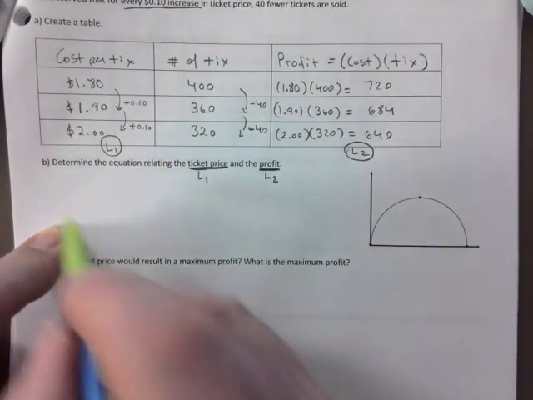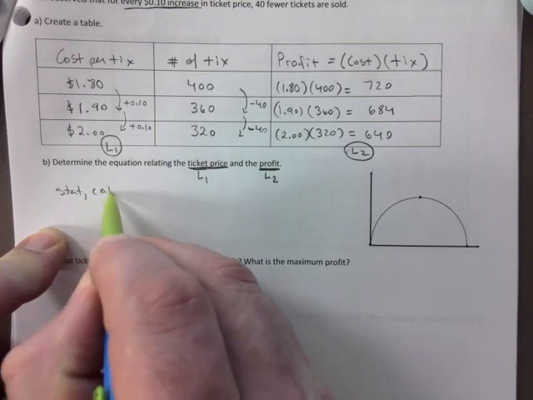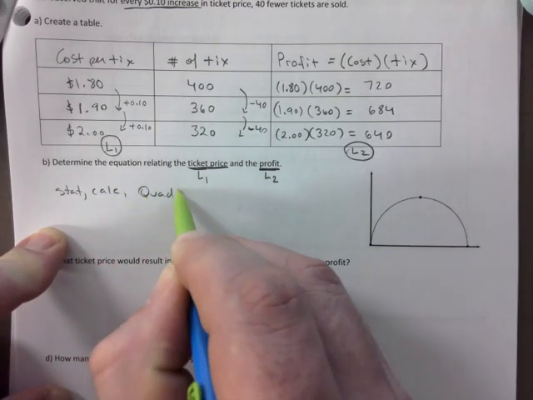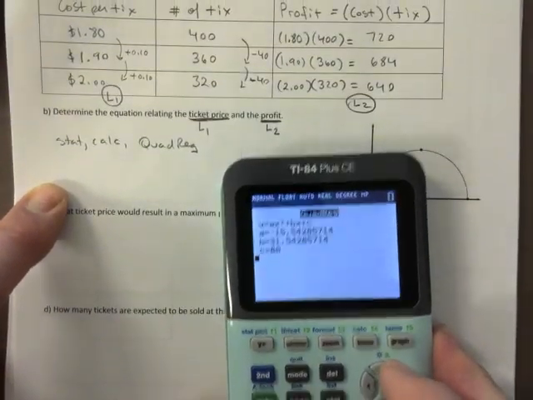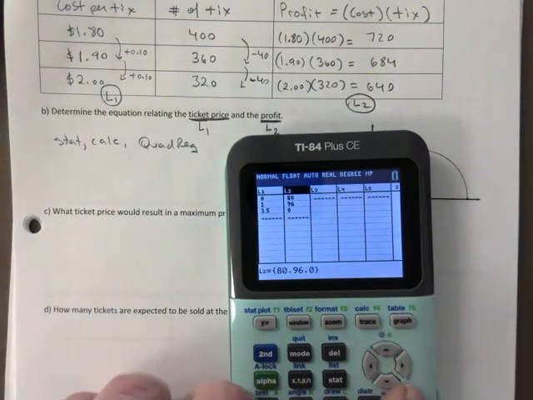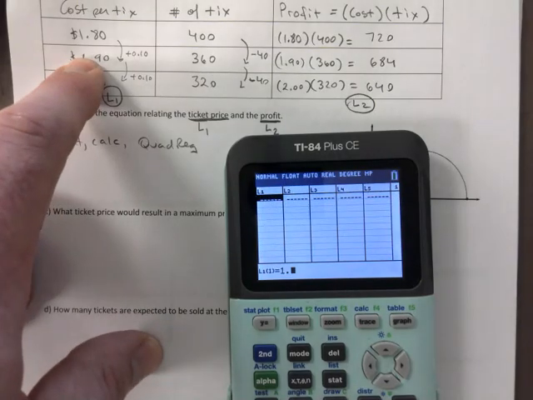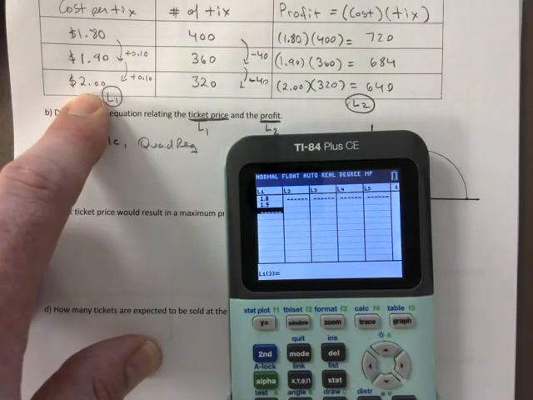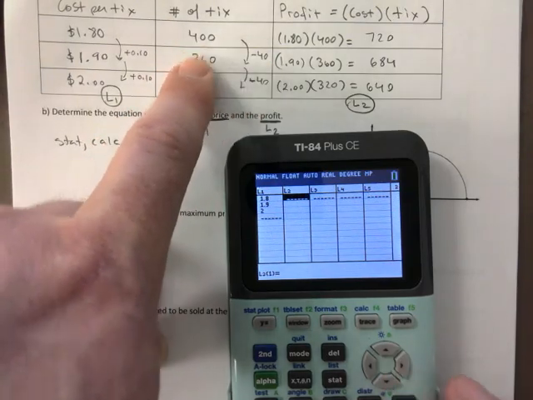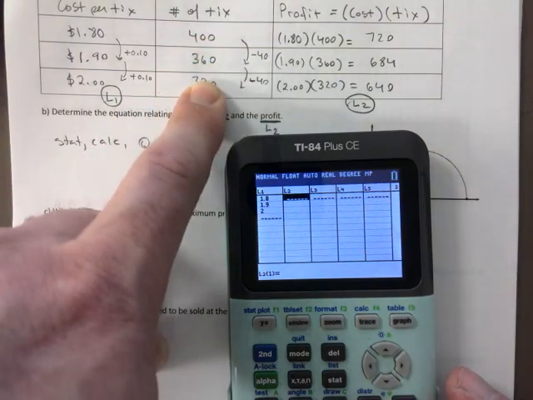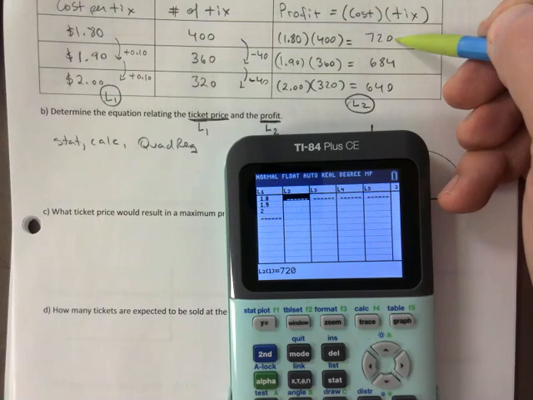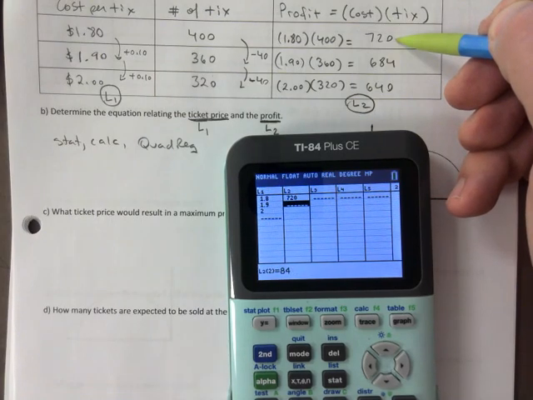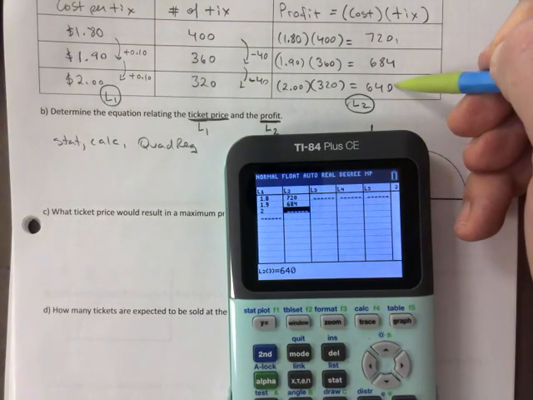Okay. So we go stat, calculate, quadratic regression. And let's go ahead and enter this. And make sure you don't put this column into L2. Very common mistake, common error. You go right to your profit. There we go.